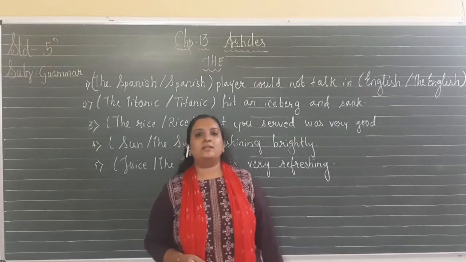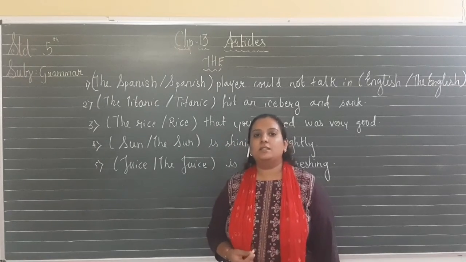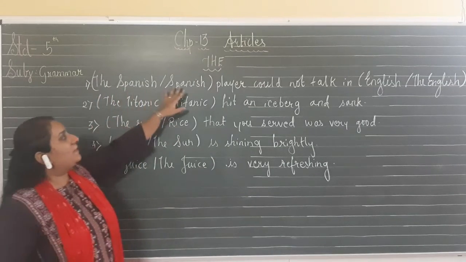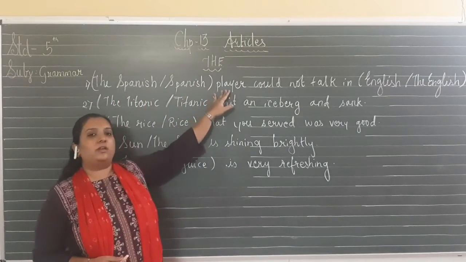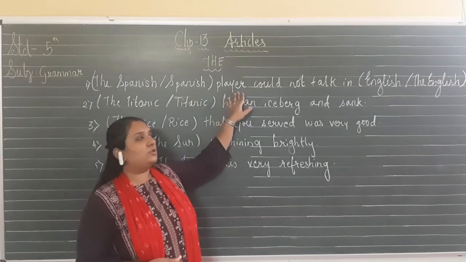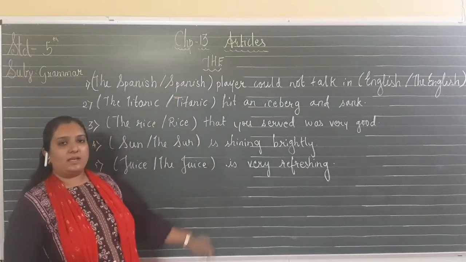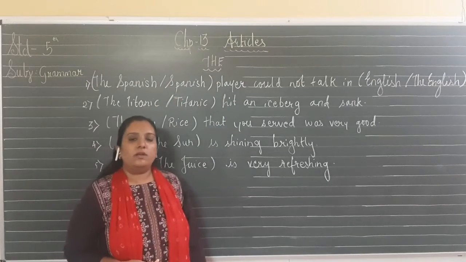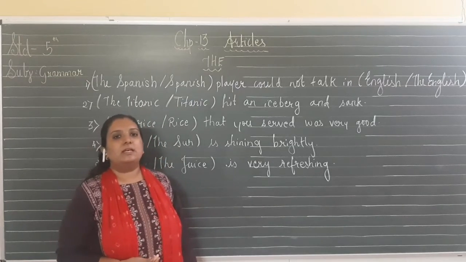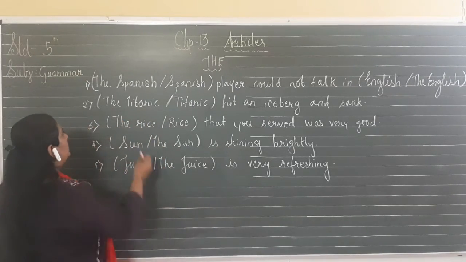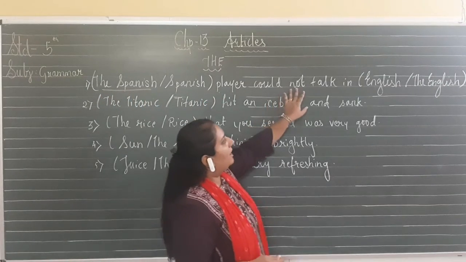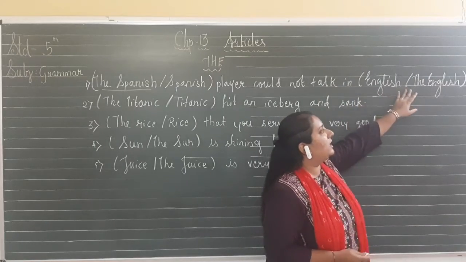Okay students, so now let us have a look at the exercise of article the. Look at the very first sentence. The Spanish or Spanish player. Here we are talking about the people of various countries. Here we are talking about the player of Spain country. Now what is the rule? Where do we insert article the before the name of the people of various countries? So here the correct answer will be the Spanish player could not talk in English or the English.